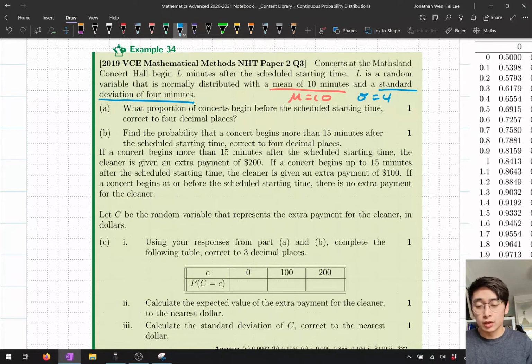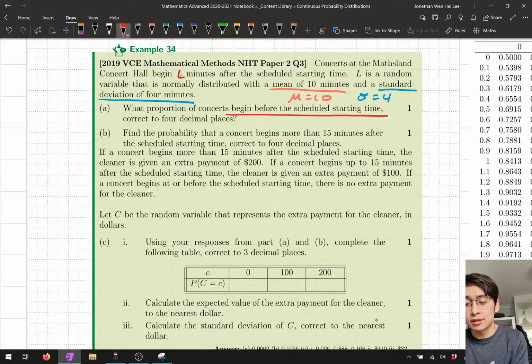Let's have a look at this question. First part, what proportion of concerts begin before the scheduled starting time? So before the scheduled starting time. Now, let's just think about this for a second. If something happens before the scheduled starting time, what is its score? Well, if L minutes is how many minutes you're starting after the starting time, we want to find the probability that L is less than 0, because if you're starting before the starting time, that just means you're starting before time 0.